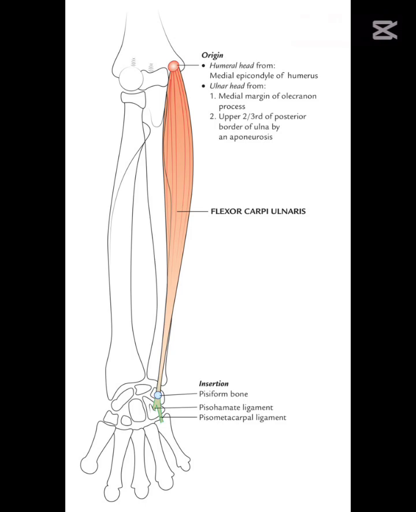Don't forget. So where is it inserting? Where is the Flexor Carpi Ulnaris inserting? It's inserting on the two carpal bones on the medial side, which are the hook of hamate and the pisiform. The hook of hamate and the pisiform. So easy, so simple. Are you getting it now? So it's inserting on the hook of hamate and the pisiform.